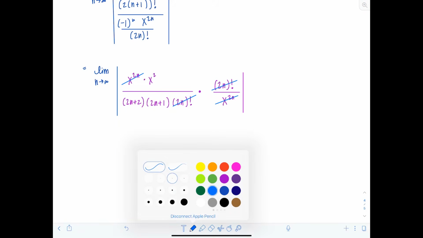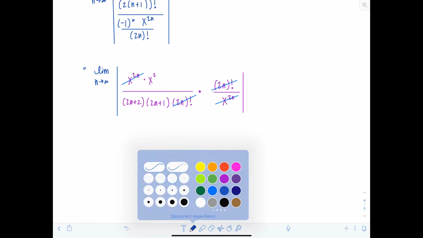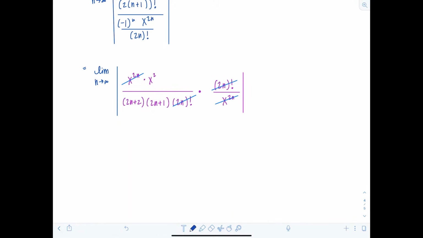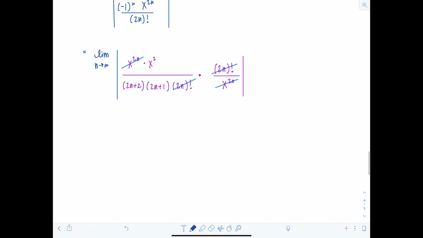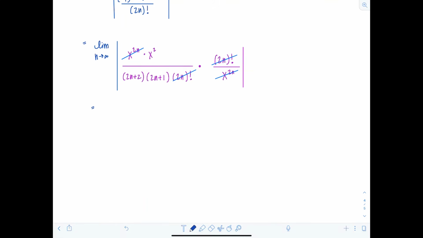And x is squared in this case, so I'm fine if I don't put absolute value bars around it. We're going to have the limit as n approaches infinity of x squared times, and then I have 1 over 2n plus 2 times 2n plus 1 left over.